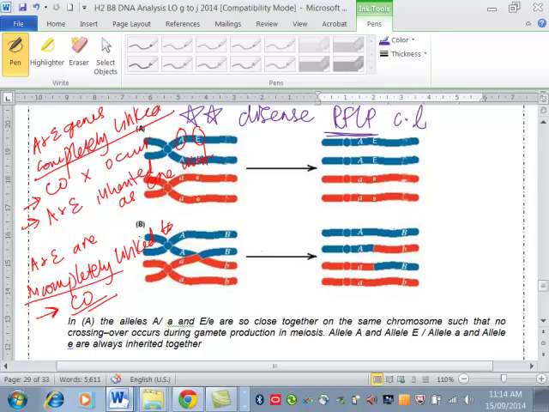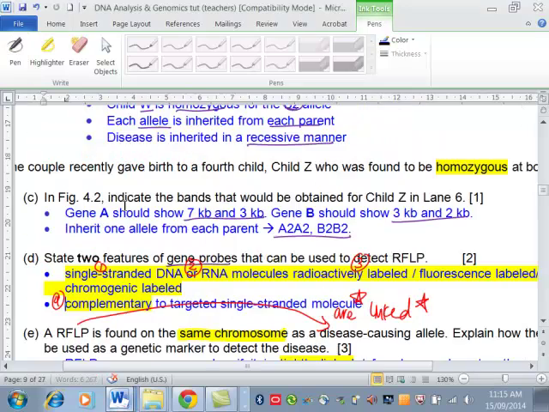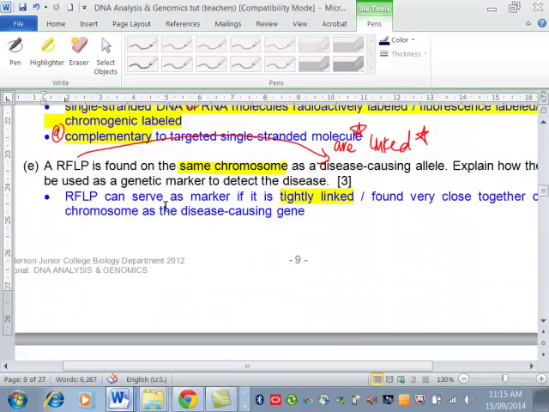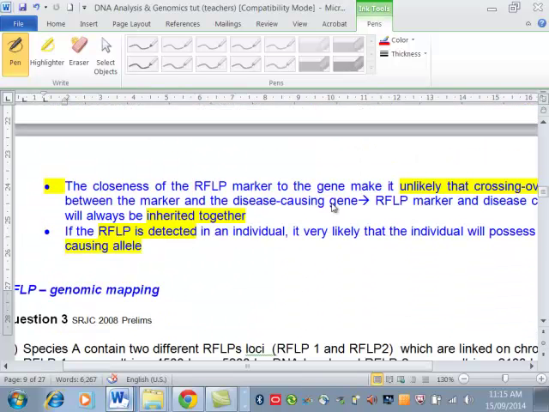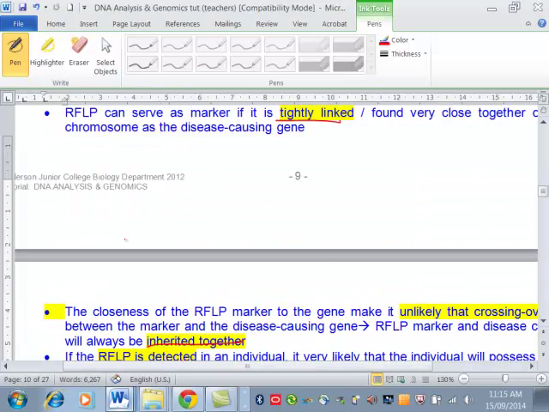A and E, when the genes are incompletely linked, I want you to write down that this concept, which I will explain to you in another lecture, is useful in genomic mapping, which is the last application of RFLP. Okay? If it's incomplete link, it will be very useful in genomic mapping. So if you take a look at the answer, it says that RFLP will serve as a marker if it is tightly linked to the disease-causing gene, and they are always inherited together, and if the RFLP is detected, that means the individual has the disease allele as well. Everyone follow? Okay?